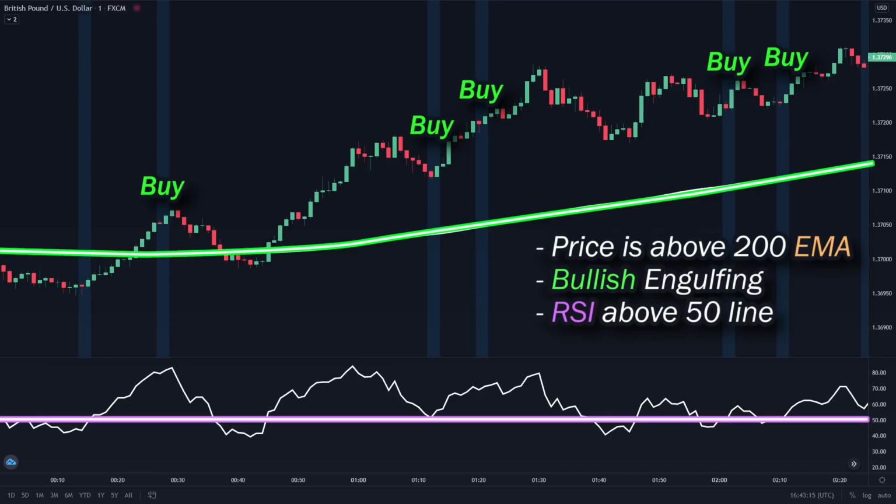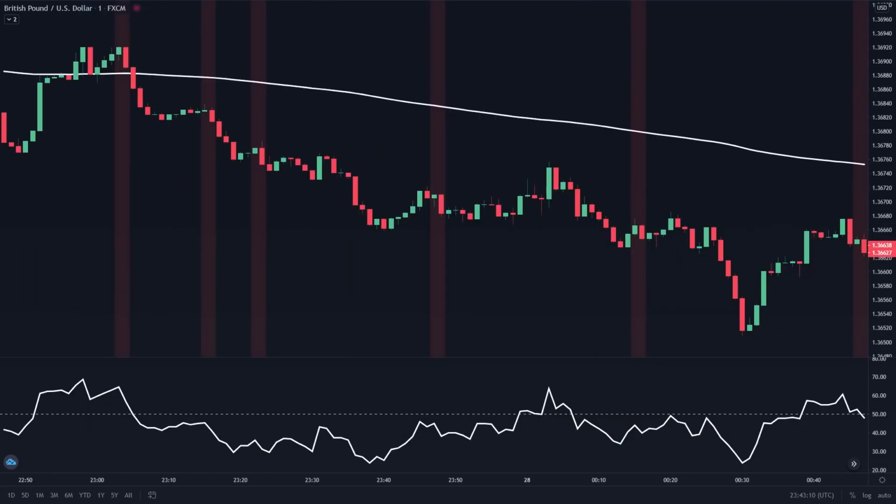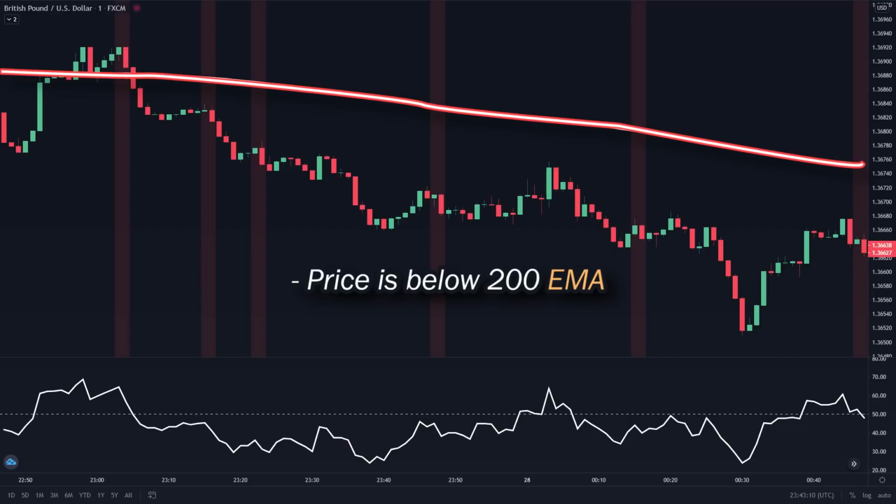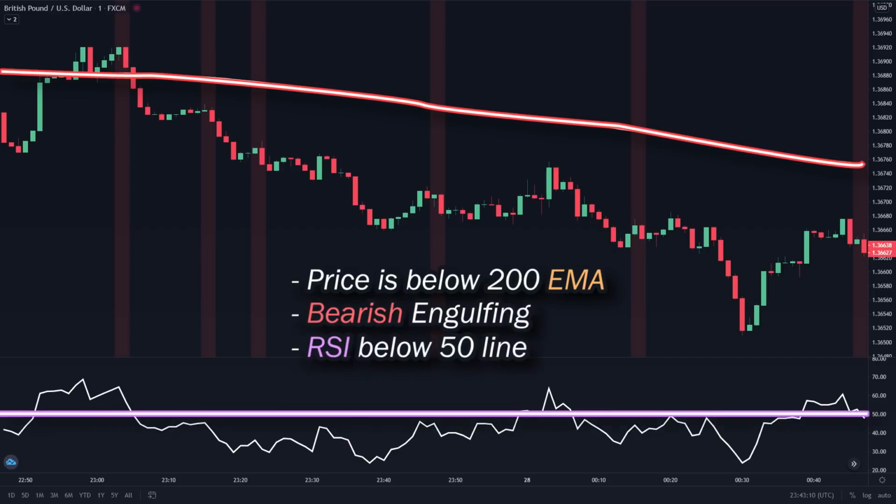It's the same for short positions as well. If the price is below the 200 EMA, while the candle shows a bearish engulfing pattern, while the RSI is below the 50 line, you take a sell position.